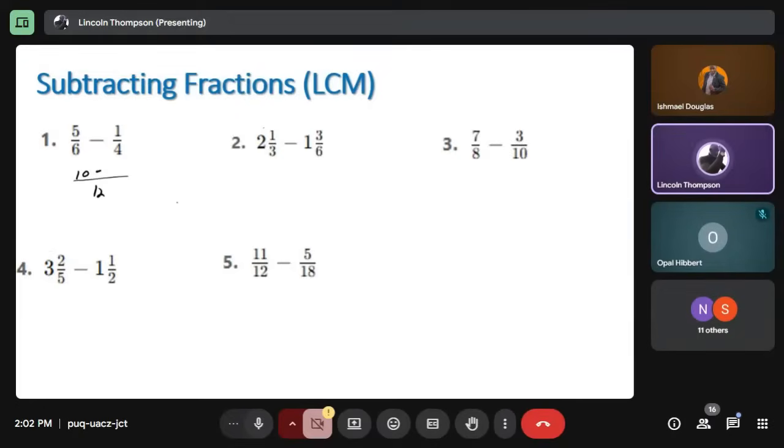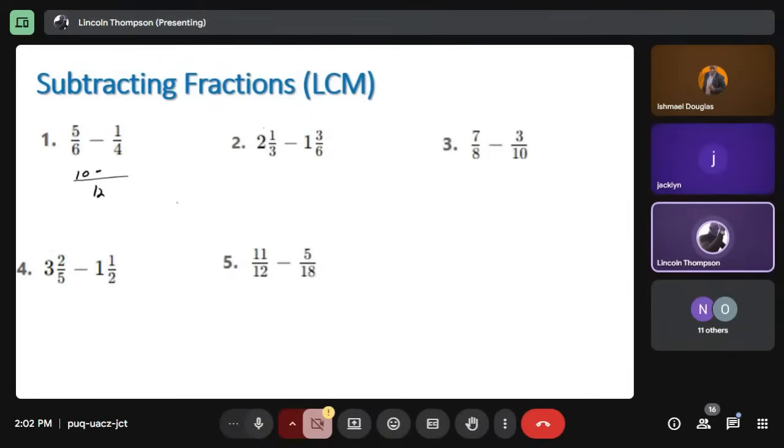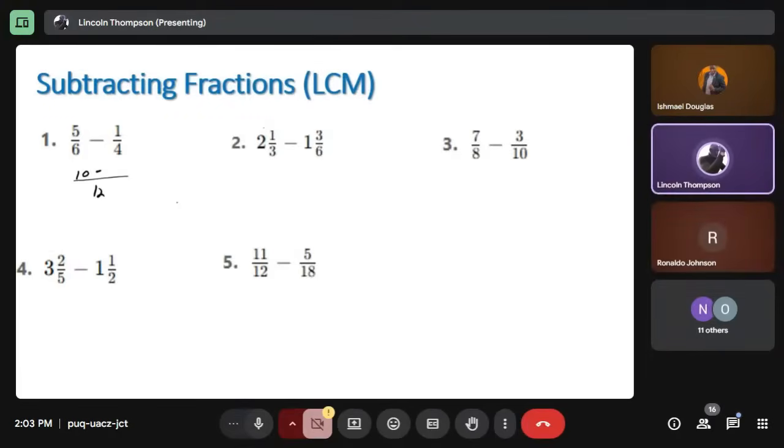So we're at the 4. So talk me through the process, guys. What happens here? 12 divided by 4 equals 3. Very good. You got the 3. So what happens with the 3 now? Then you multiply the 3 times 1, equals 3. And now we're at the final stage of this problem. And our answer is 7 over 12.